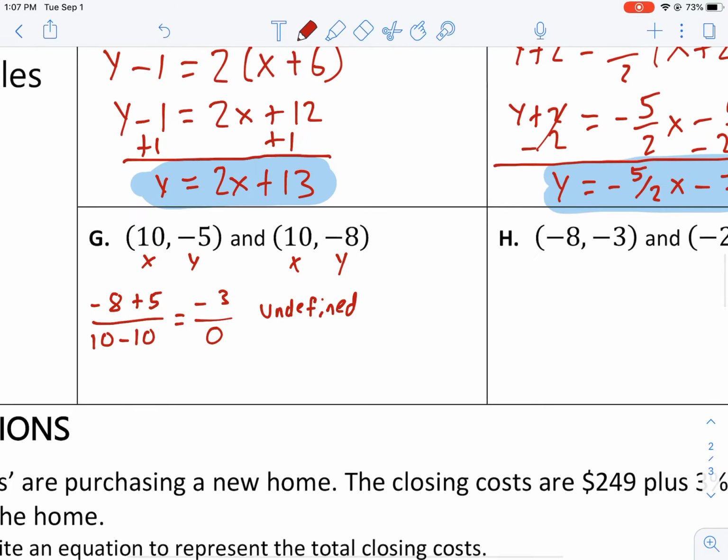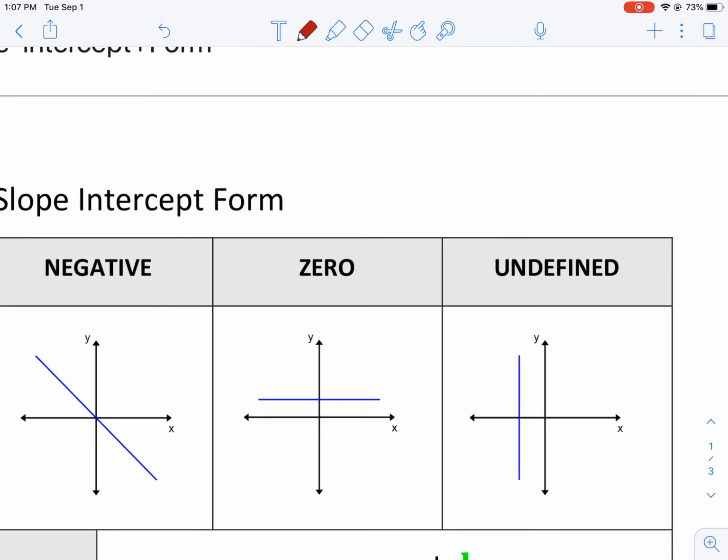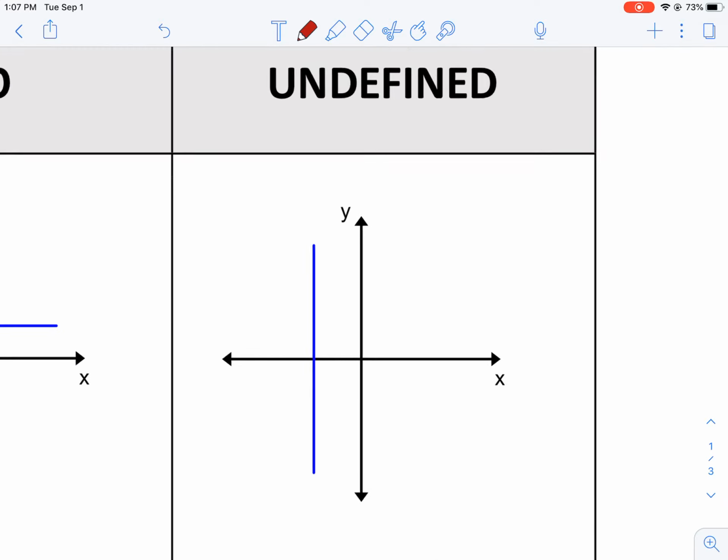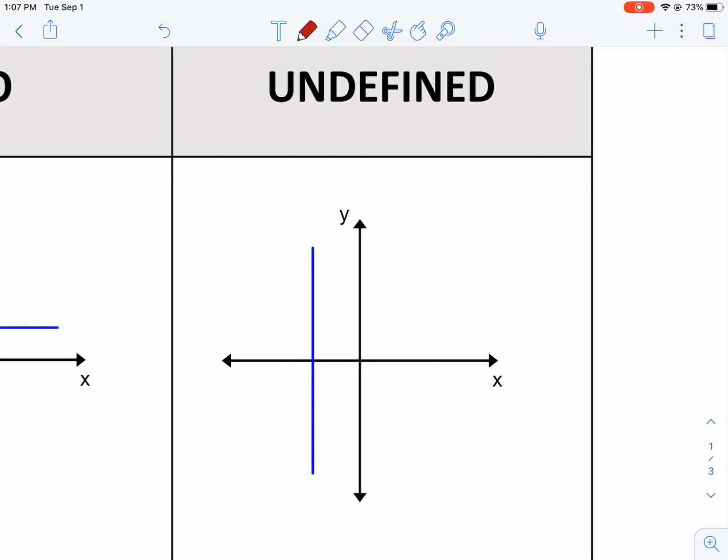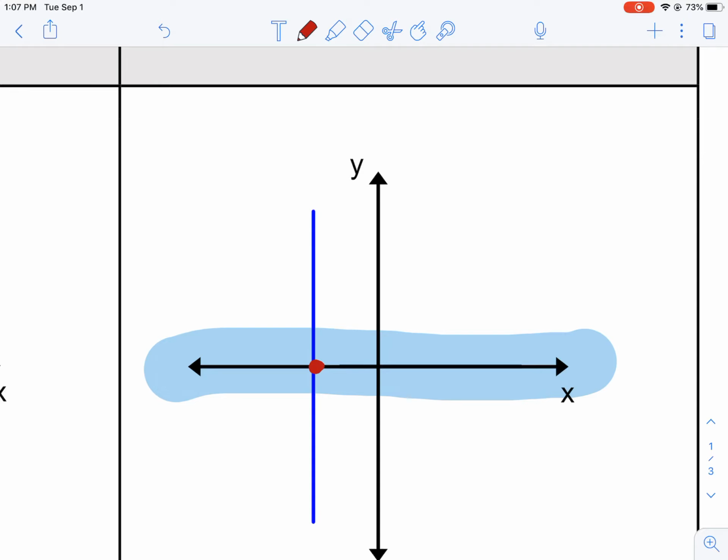Well, let's go look back up here, right? If you remember, undefined slope, that's a vertical slope. It's going through the x-axis at a certain number. So this could be at -3. So since it's going through the x-axis vertically, this x value is never changing, right? This is -3, 1, -3, 2, -3, 3. It's always staying at x equals -3. So this equation would be x equals -3.